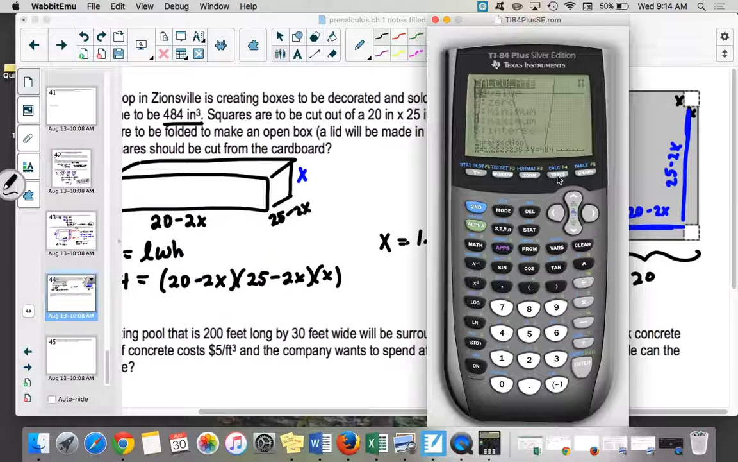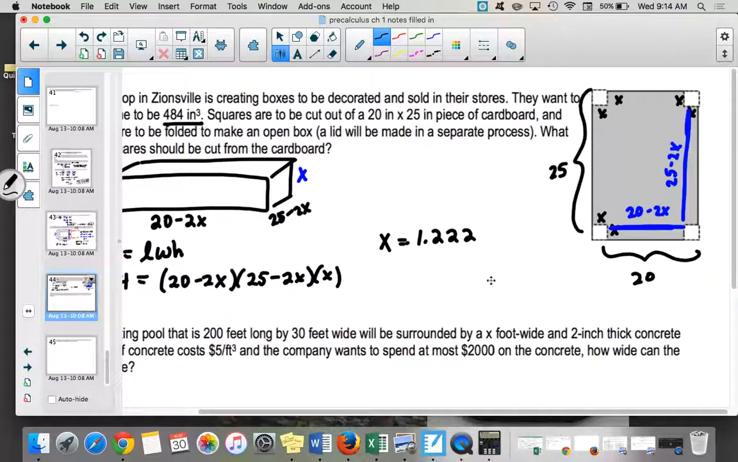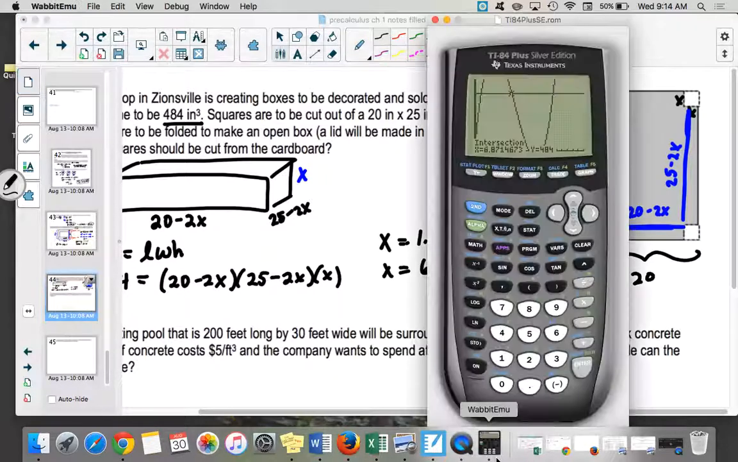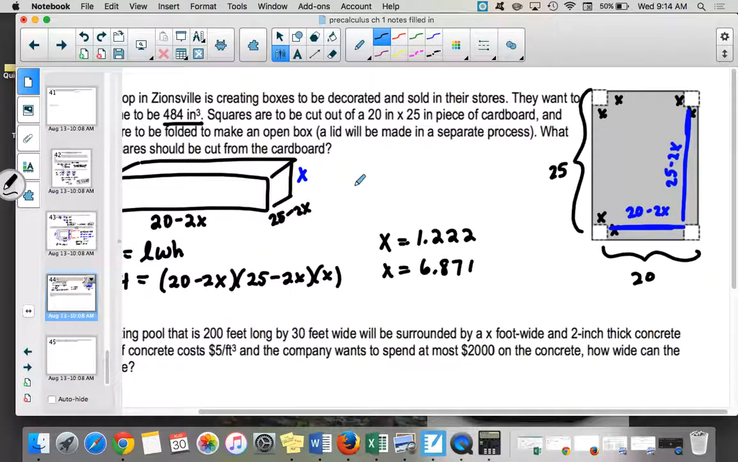Let's find the next one. So second trace, intersect. Go over to the other one. Enter, enter, enter. 6.871. Did you guys get those numbers? What was 6.871? Yeah. Okay, so those are the 2 possibilities.